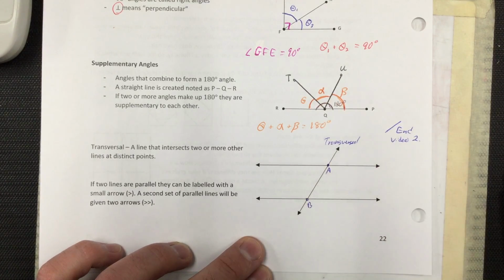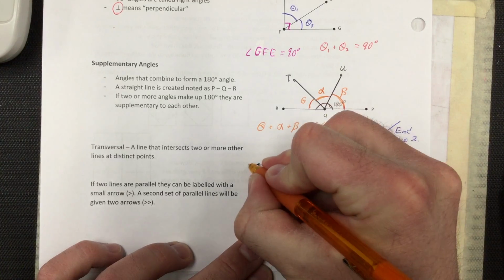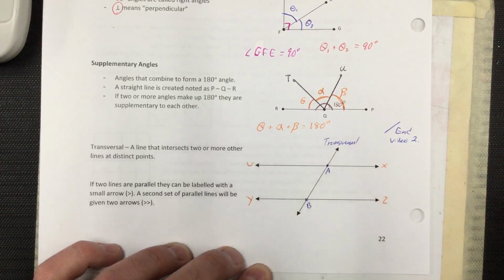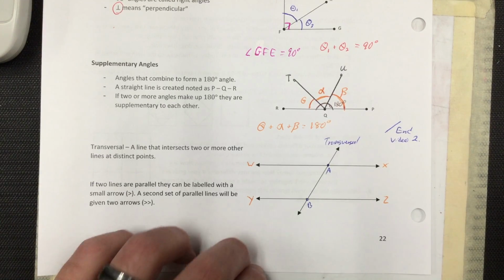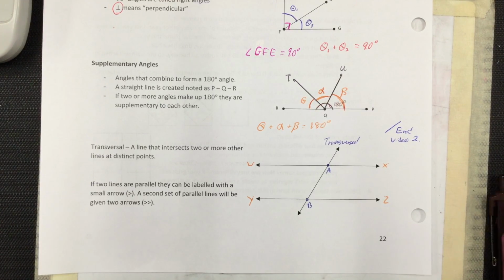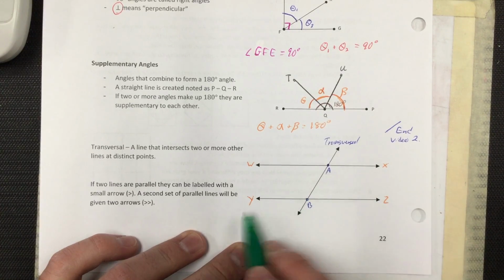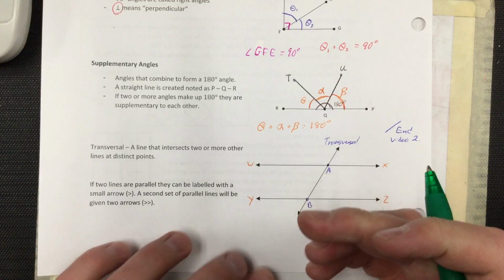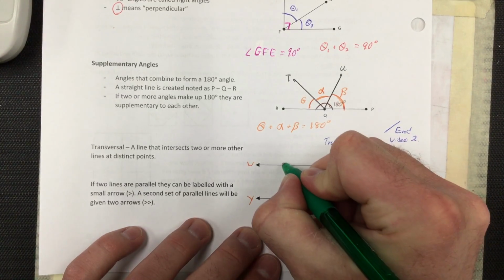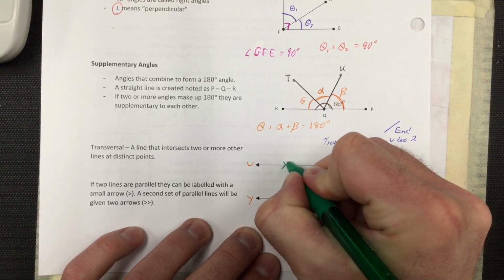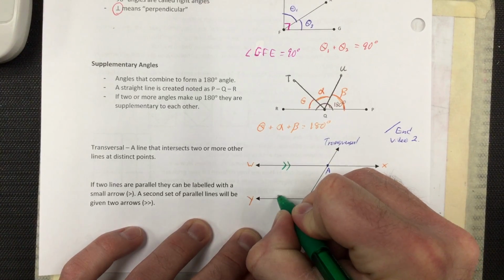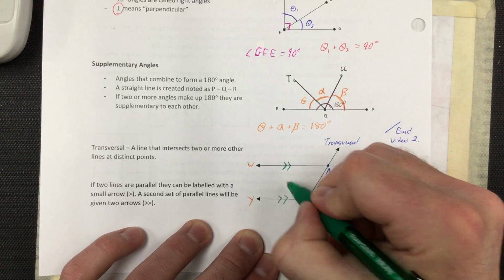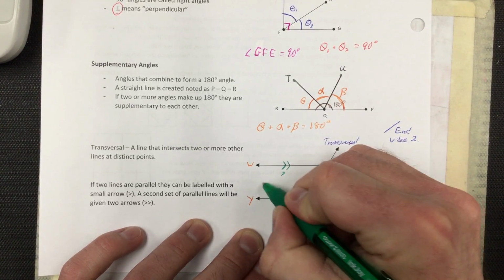I'm going to give a couple more letters here. I'm going to call this W, X, Y, and Z. So if we have line segment WX and line segment YZ, and if they are parallel, we have some other proofs that we're going to go through in just a little bit on parallel lines, but we can show using little arrows that these are parallel.